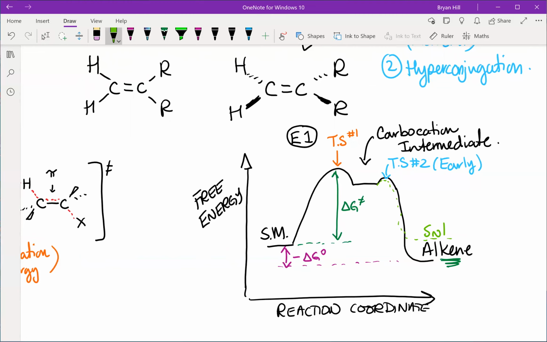So depending upon whether you've got something which is more of a base than a nucleophile, or more of a nucleophile than a base, you could see these two products here. You could get a substitution product or an alkene product. But the first step is exactly the same.